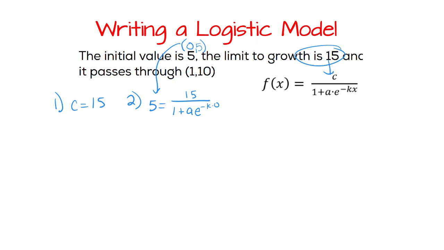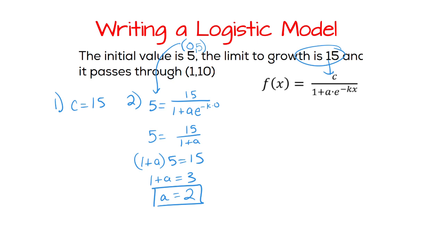That times 0 is going to help, because look at what's going to happen here. This is going to be just 0. e to the 0 is 1, and 1 times A is A. So I'm left with 15 over 1 plus A. And then I'm back to doing the same thing I did with that logistic last time, where I was going to multiply by the denominator, move it to the other side, and divide by what was there. So I'm going to divide by the 5 and subtract the 1. So A is 2. So now I know C and I know A.